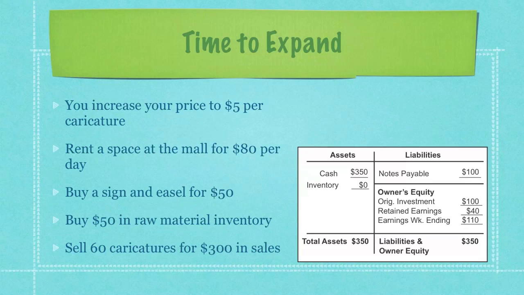Well, let's say that your first day at the mall, you make $300 in total sales by selling 60 caricatures. That's 60 times $5, as we have up here at the top. And you're also going to see here a new piece of the balance sheet being retained earnings of $40. That was from the $40 that you made during your first day as a caricature artist. And you see here your additional sales of $110. And on the next slide, I'm going to go through exactly how that was calculated.